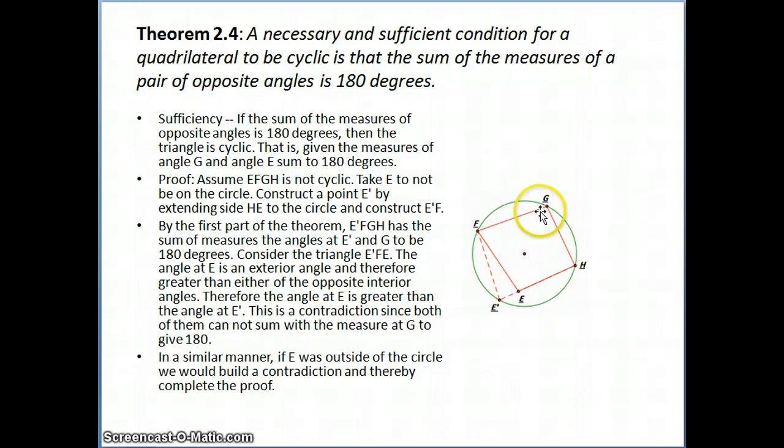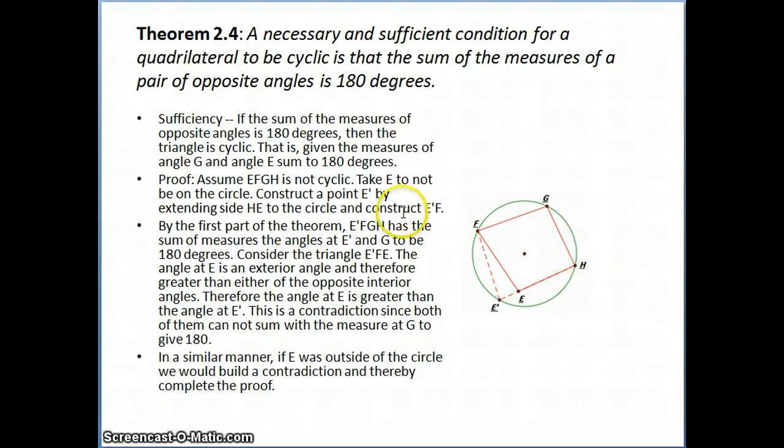Suppose we know angle G plus angle E is 180 degrees, or angle E plus H. So if one of them is 180, the other pair is also 180. So just assume one of them. That would be fine. Suppose angle G plus angle E is 180. We want to prove we must be able to draw a circle that has all these four vertices on the circle. Well, how do we prove it?